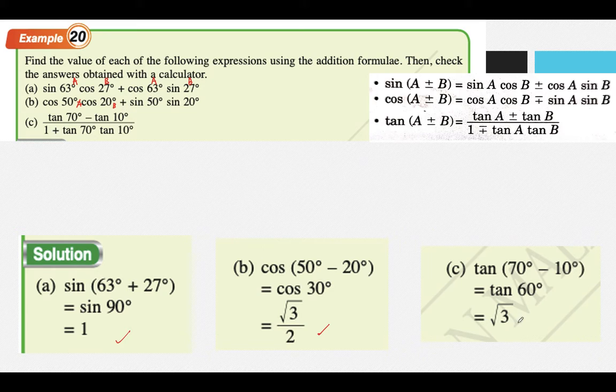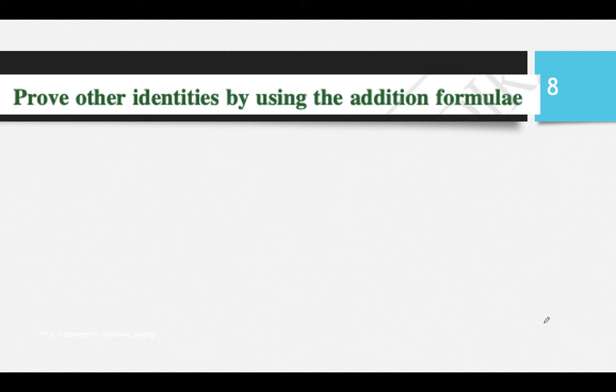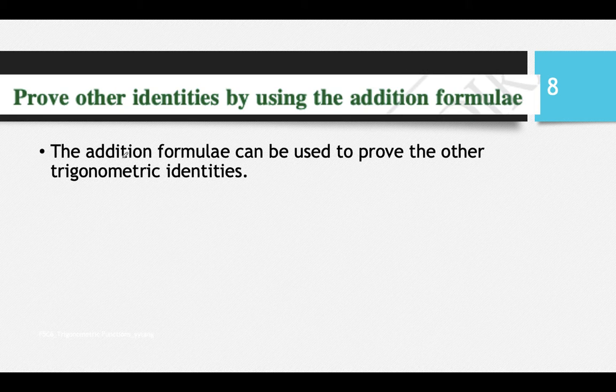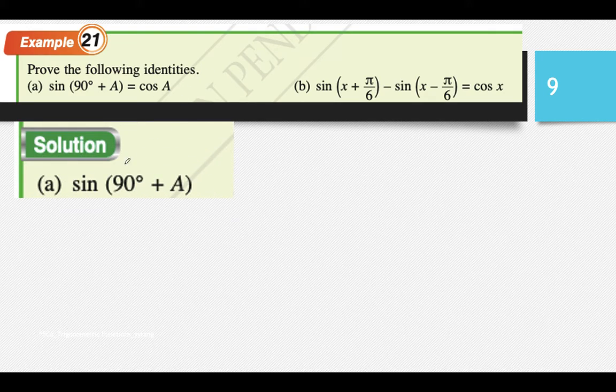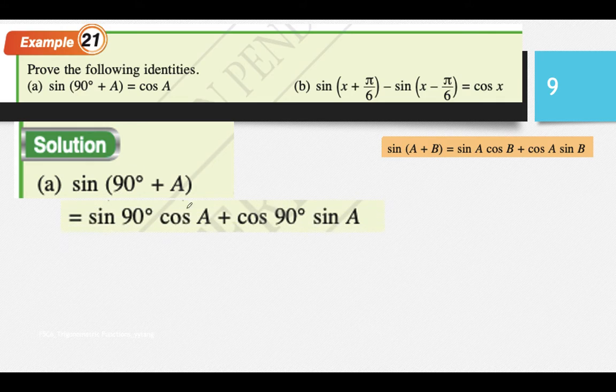A, B. Okay. To prove other identities by using the addition formula. The addition formula can be used to prove the other trigonometric identities. Prove the following identities. Sine 90 plus A. Okay, sine 90 plus A. We're using this one. A, B. This is A, this is B. So we start with sine, cos, cosine. Okay, then here 90, you just write 90, and for A, write A.